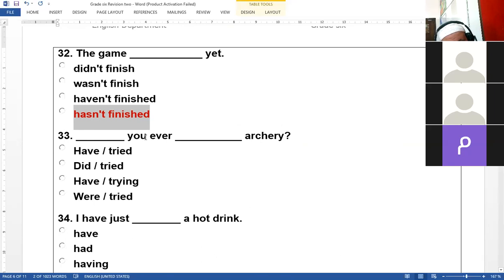Have you tried or did you try it or have you ever trying? Which one? Did you? No. Don't use did with ever. If you have ever, use have or has. Do you understand? Yes. Have you ever trying or tried? Ever tried. After have or has, we use the ed. Do you understand? Yes. Thank you, Muhammad Abdullah.